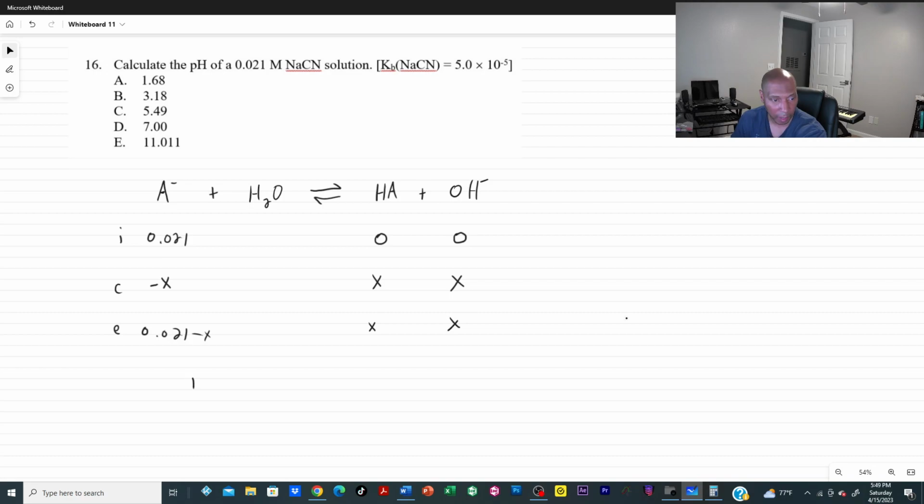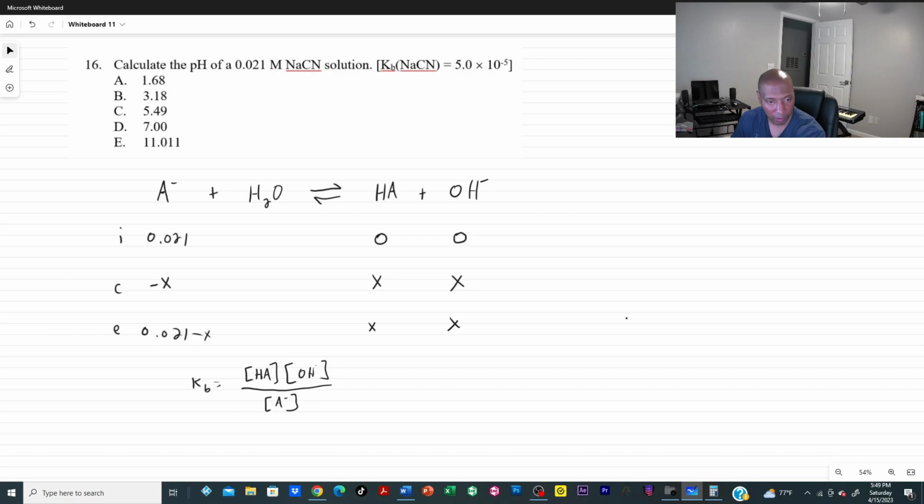All right. But since it's less, I'm going to put negative X, and then right here I'm going to put X and X. All right. So at equilibrium, I'm going to have 0.021 minus X. Right here I'm going to have X. Right here I'm going to have X.